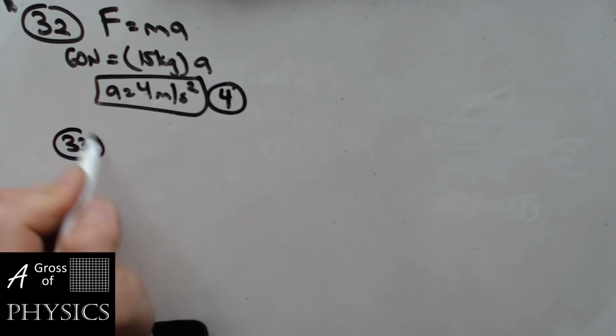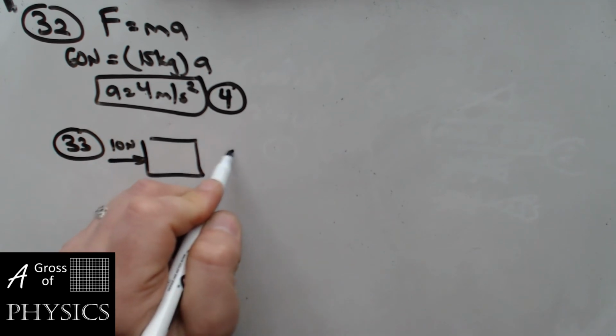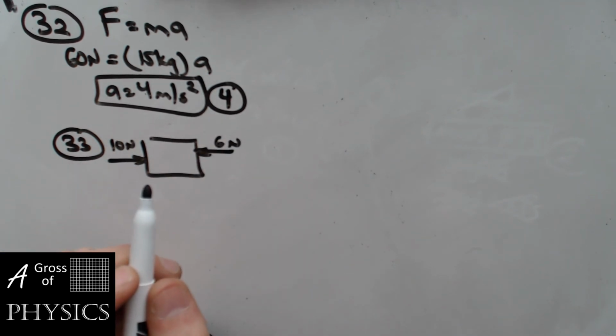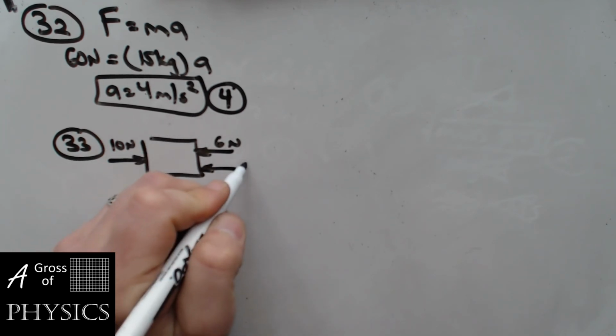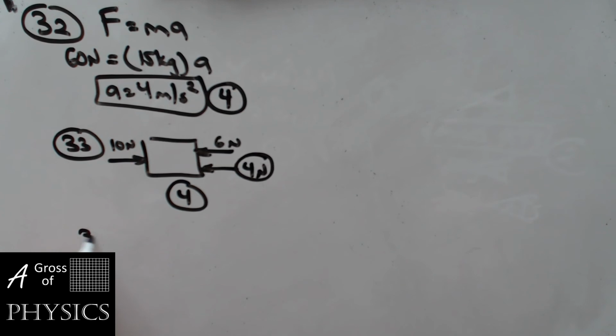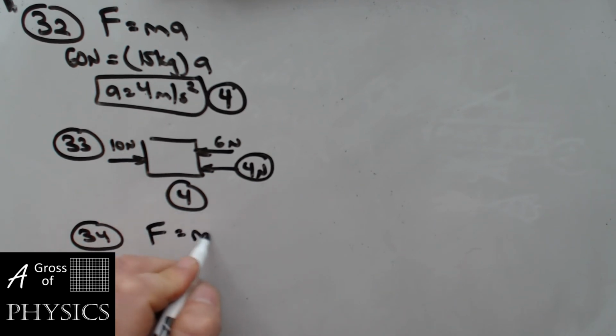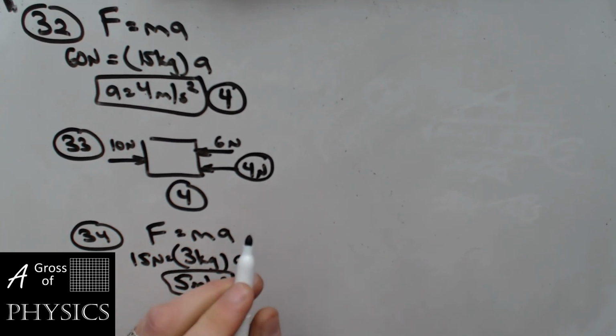All right, 33. We have a 10 newton force to the right and a 6 newton force to the left. What additional force will establish equilibrium? Well, how do I cancel out the 10? Apply another 4 newtons to the left, and that is choice 4. 34. A 3 kilogram mass weighs 15 newtons. What's the acceleration of gravity at this point? Well, F equals ma. 3 is the kilograms, 15 newtons, a. 15 divided by 3 is 5 meters per second squared. Choice 3.